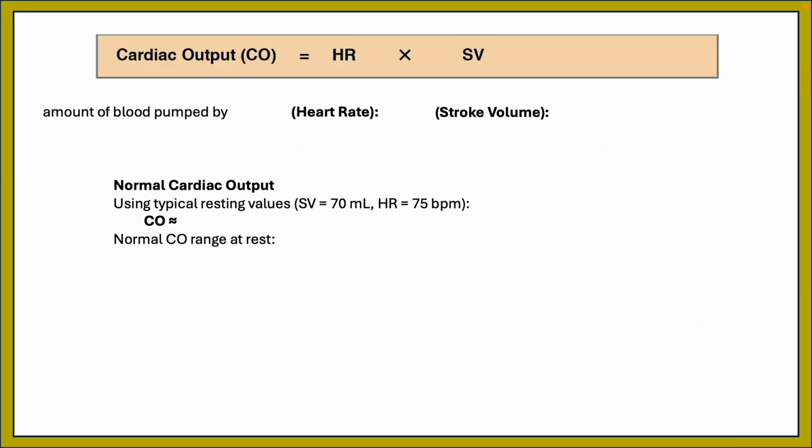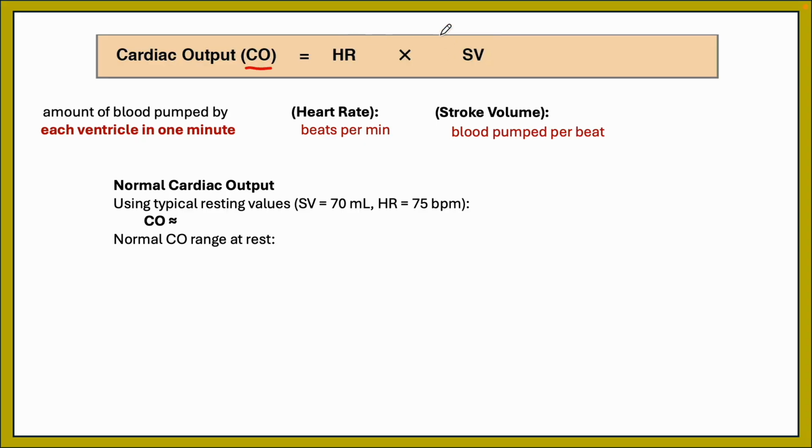Finally, this brings us to cardiac output. So cardiac output, or CO, is the amount of blood pumped by each ventricle in 1 minute. It's determined by two factors. One is heart rate, that is generally referenced in beats per minute, and stroke volume, which is the blood pumped per heartbeat. The calculation is you multiply those two factors together.